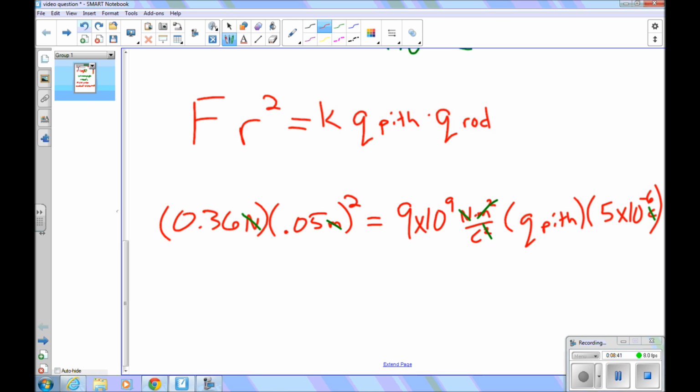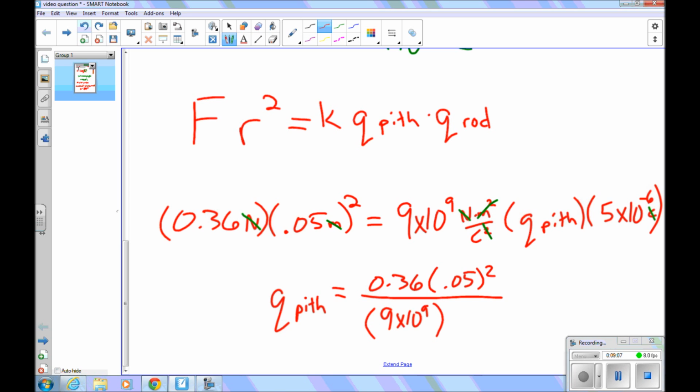Anyway, to get this charge on the pith ball, I just need to divide the numbers on the right over to the other side. So I'm going to be left with 0.36 times 0.05 squared. I already divided out the units, so I might as well just keep it that way. Divided by 9 times 10 to the 9 times 5 times 10 to the negative 6th power. And I had coulombs in the denominator of this 9 times 10 to the 9 number, so when I put that in a denominator, I'm just going to be left with coulombs.